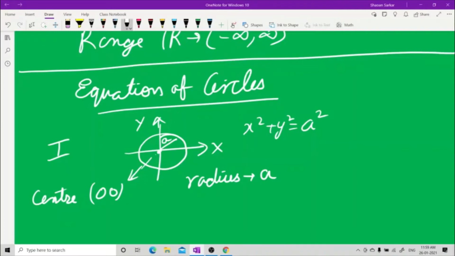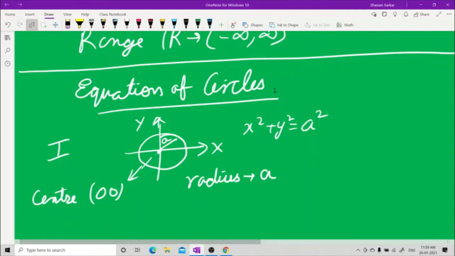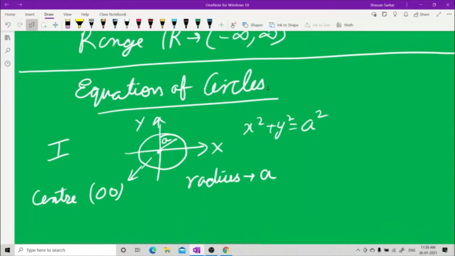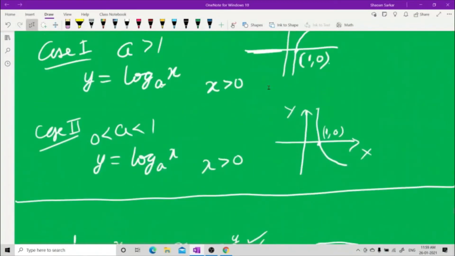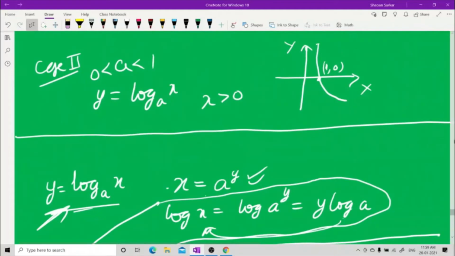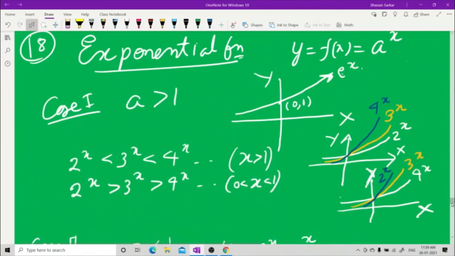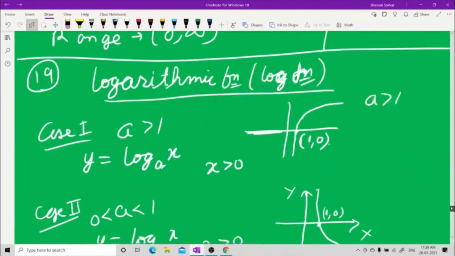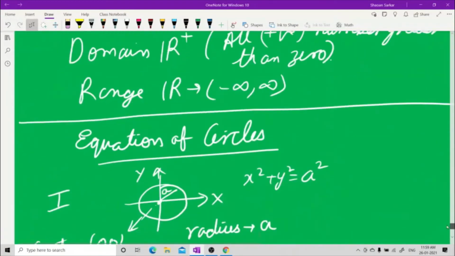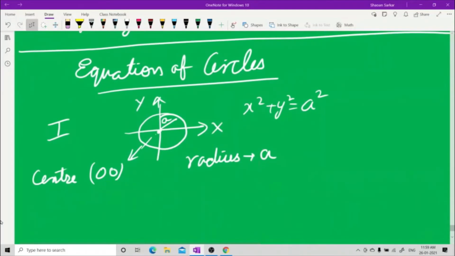I think this is which part of the thing I'm doing. Equations of circle. Wait a minute. Just a minute. Let me find out which number it is. Oh, wait. 19 and 20. This is 19 and this is 20th. Yes, we are doing 20th. Now we are doing this 20th number.